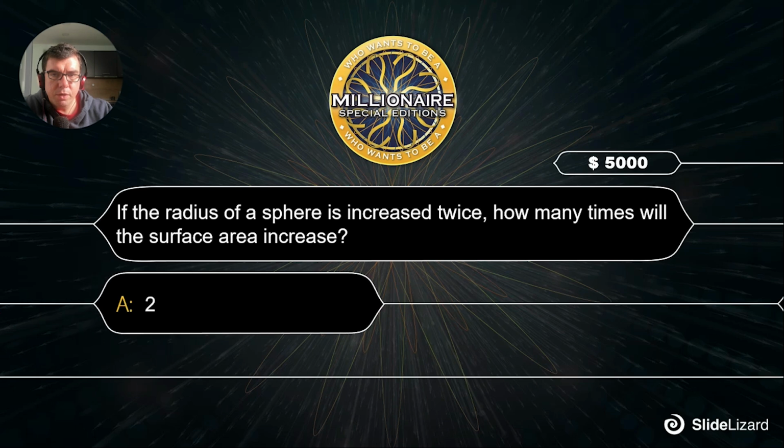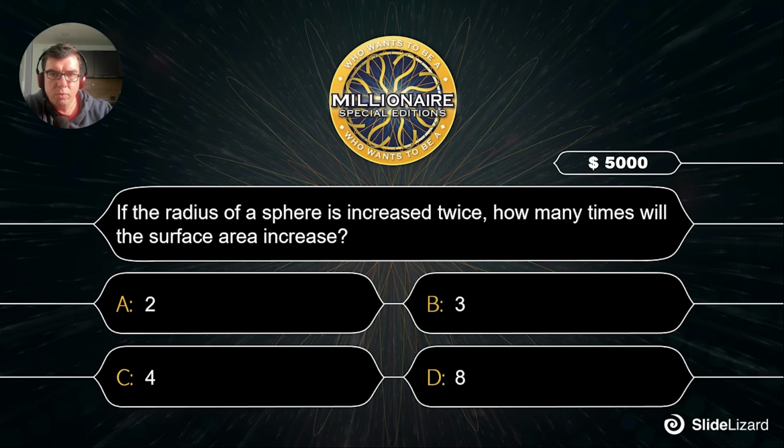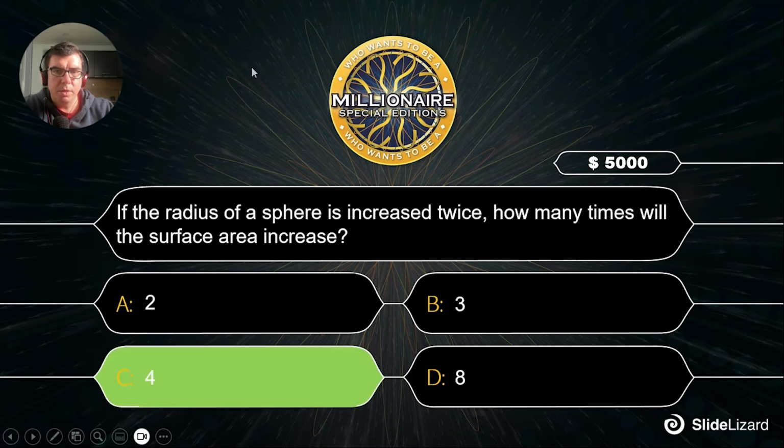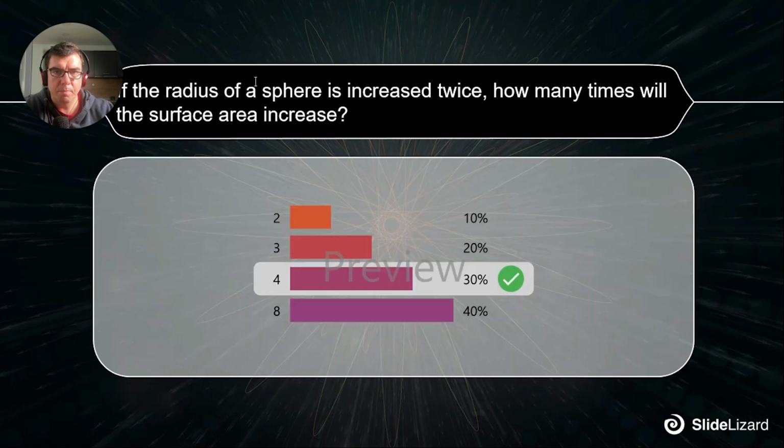If the radius of the sphere is increased twice, how many times will the surface area increase? Obviously the answer is C, 4. Because as we saw in the previous problem, the surface area is 4 times pi times r squared. So if r increases twice, r squared will be 4 times the old one. All right, so the surface area will increase 4 times as well.